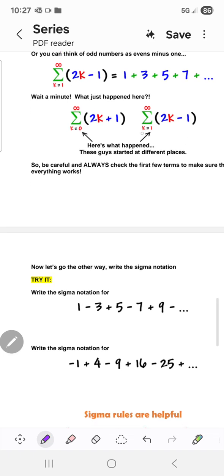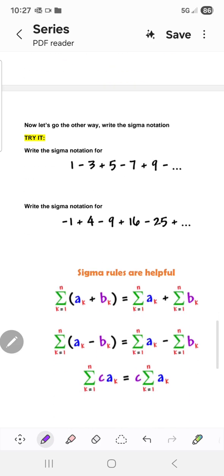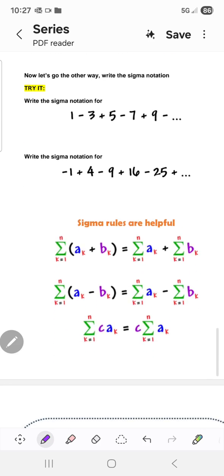So that's why these get you the same sequence. The equations are different, notice the notation. And when the equations are different, you have to think about the starting values, right? Where are you starting? So always check the first few terms to make sure that your equations are working. Let's take a look and see if we can actually write out some sigma notation.